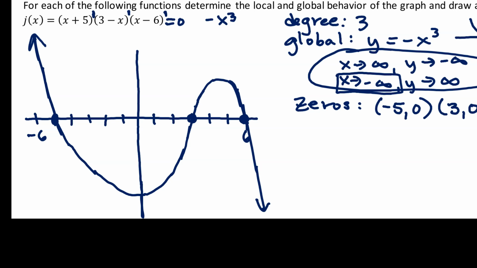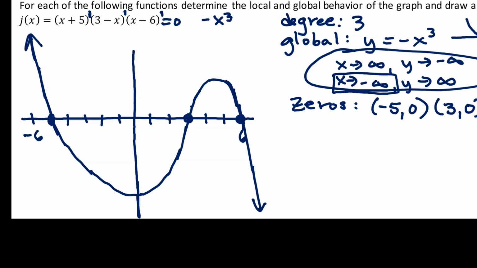Okay, so that's going to be our general strategy. Global behavior and x-intercepts are going to give us pretty much everything we need to know.